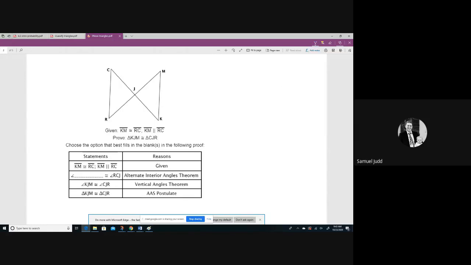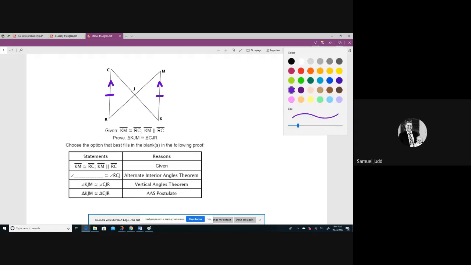Let's say I am dealing with this. I've got two triangles here, and I'm given that KM and RC are congruent. I'm going to go ahead and mark those from K to M and R to C. Okay, cool. And KM is parallel to RC. Okay, that's interesting. And I'm trying to prove the triangles are congruent.